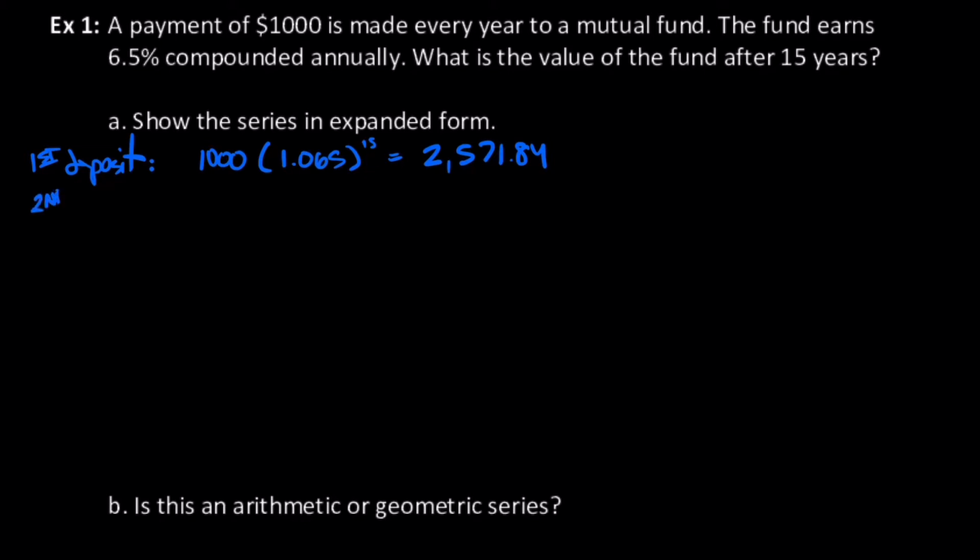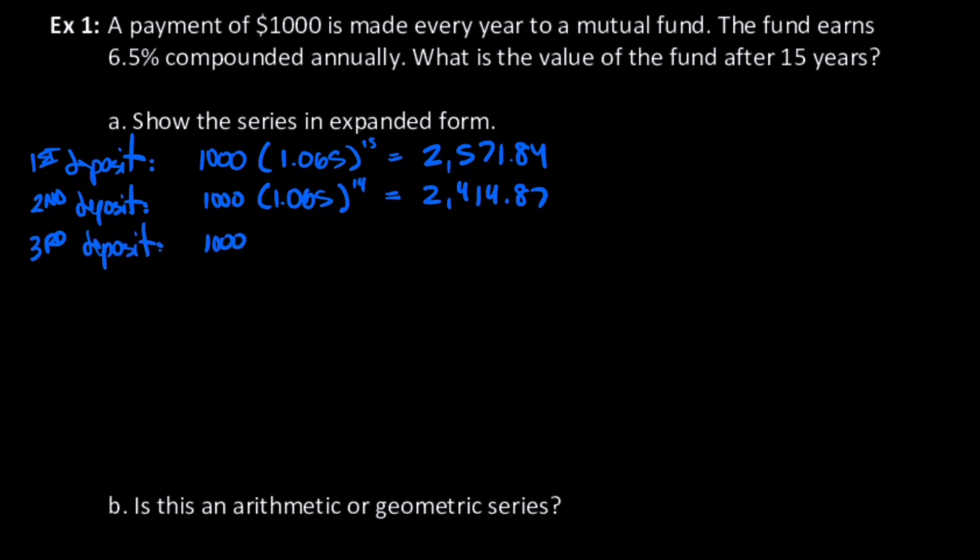So then I'd have another deposit. The second deposit would be $1,000 times 1.065, but that's only going to be in there 14 years. So that'd be to the 14th power. So that amount would be $2,414.87. Okay, let's just do one more, and then we'll get an idea of what's going on. The third deposit would be $1,000 times 1.065 to the 13th power. That would give me $2,267.49.